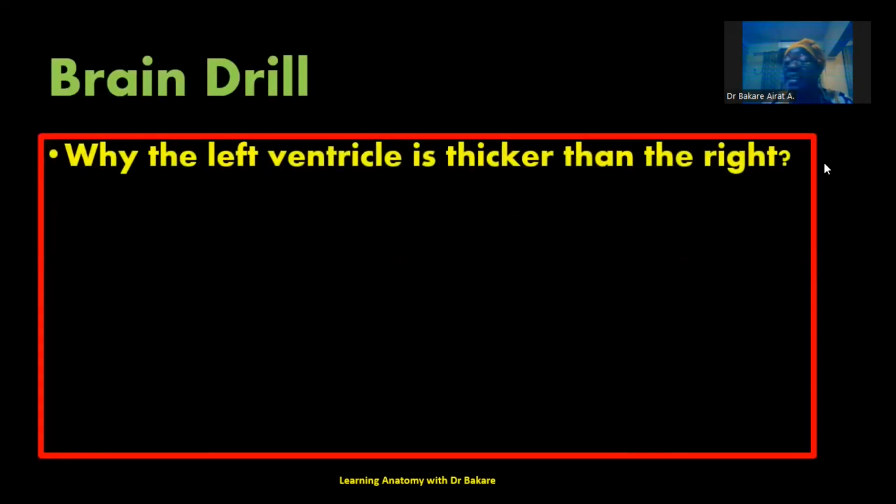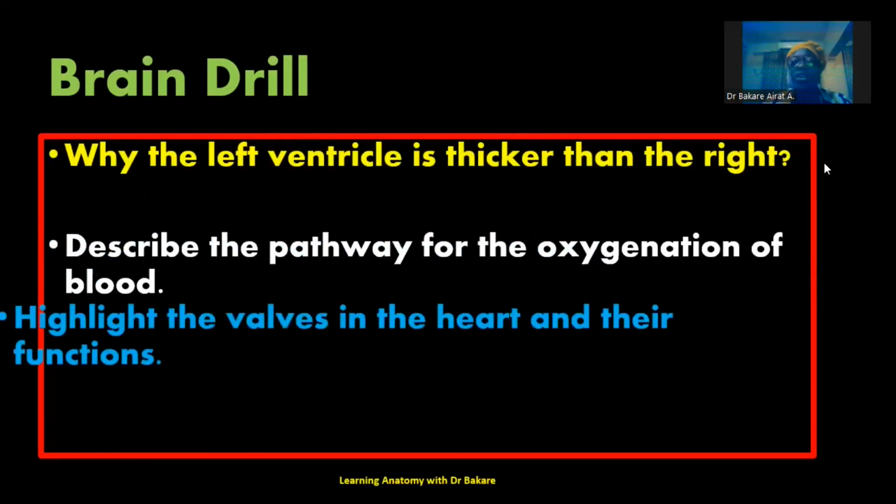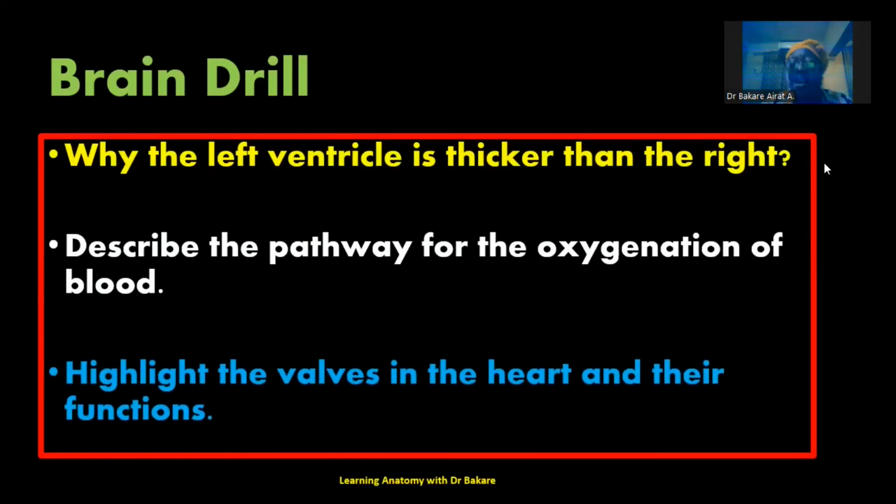Let's look at this brain drill. The first question is to justify why the left ventricle is thicker than the right. This we've explained during the course of this lecture. Also describe the pathway for the oxygenation of blood. We know that on the right side of the heart, we have deoxygenated blood. And where does this blood run to for it to be oxygenated? This we've also established during the course of this lecture. And the last question is to highlight the valves in the heart and also their functions.